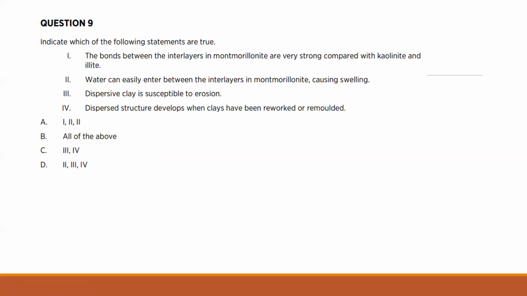Indicate which of the following statements are true. The bond between interlayers in montmorillonite are very strong. We already discussed it. We have weak van der Waals in montmorillonite, and in kaolinite we have hydrogen bonds. Water can easily enter between the interlayers in montmorillonite, causing swelling. We discussed why it is happening. That's a very active weak soil, but we are using that for other applications to make an impermeable layer.